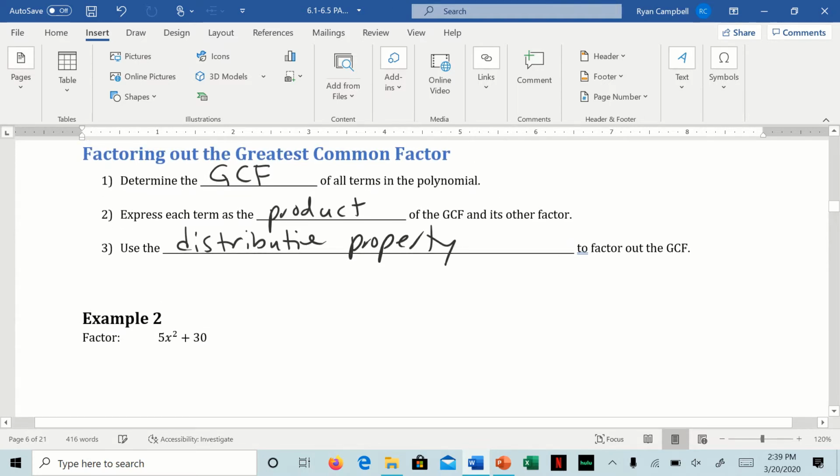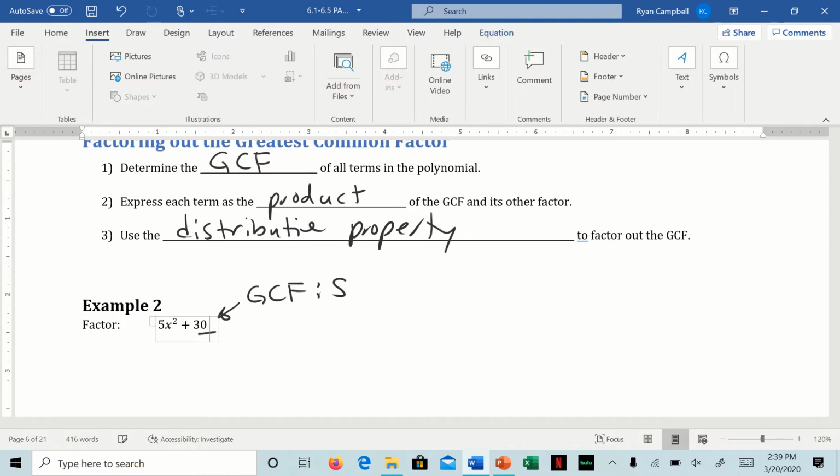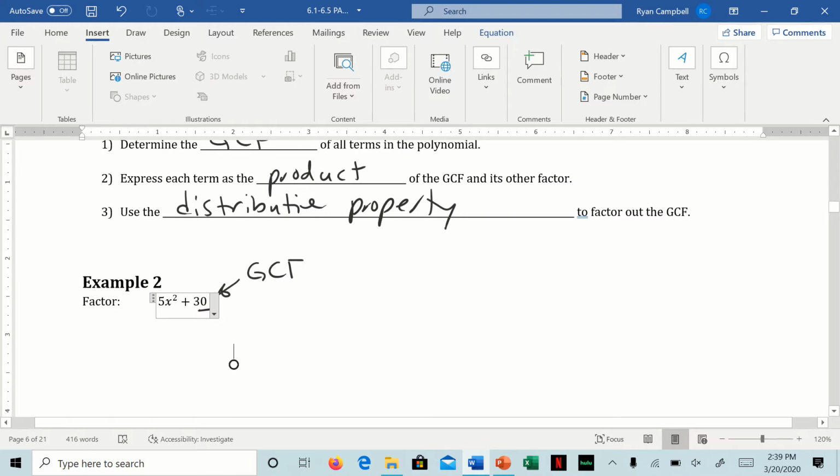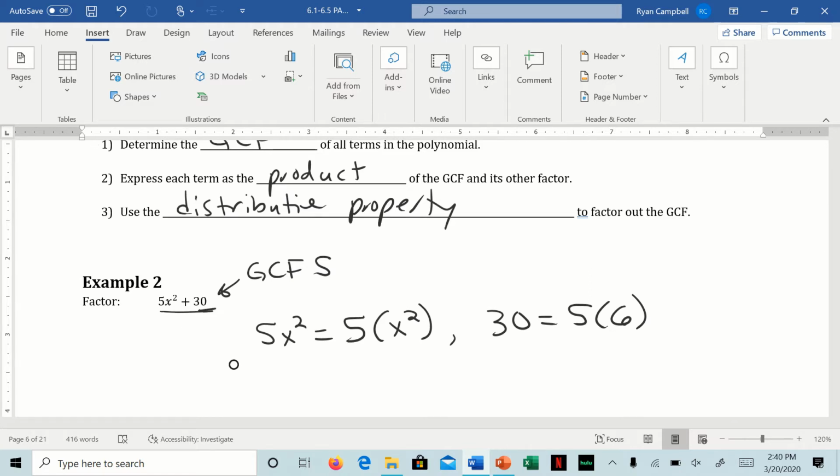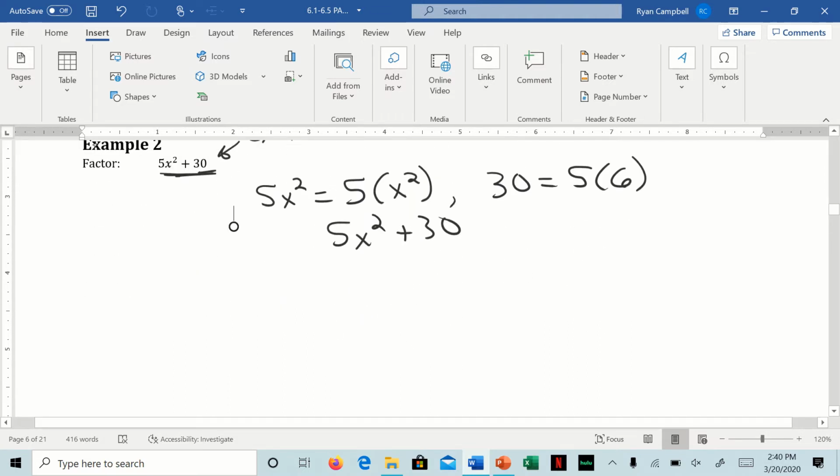So let's walk through these steps. First, determine what the greatest common factor is. We can see that there is no variable here, so the greatest common factor is just going to be 5. So that's step 1. Step 2, express each of them as a product. So 5x squared is just 5 times x squared. We can also have 30, and we see that 30 is 5 times 6. So if we rewrite our expression, we can see that 5x squared plus 30 is the same thing as 5 times x squared plus 5 times 6.